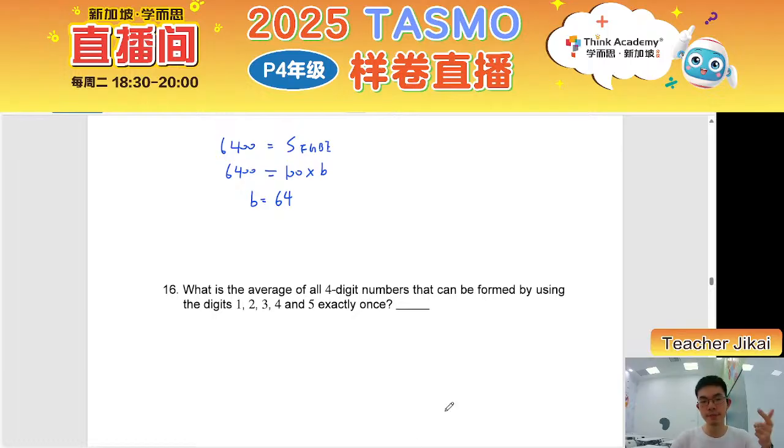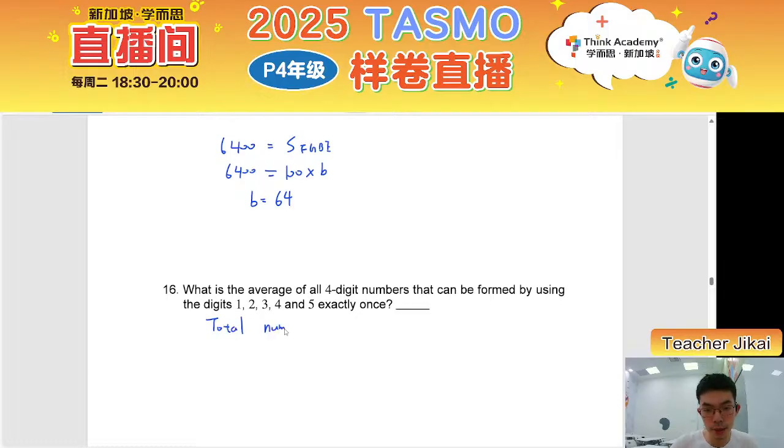Let's start. So for question 16 here, we have another average problem. So it is asking what? The average of all four-digit numbers that can be formed by using digits 1, 2, 3, 4, 5 exactly once. So for the average, how can we get the average? The total divided by the number of numbers, right? So here, how can we get the number of numbers? It is also a permutation and combination problem, right?